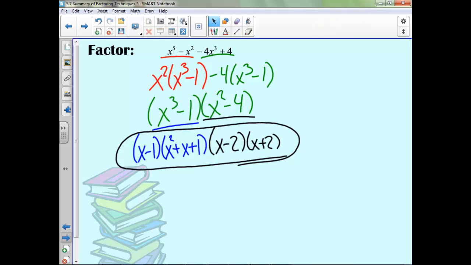And now we're good. So one thing to keep in mind, just because you factor once, like notice we've factored here, you always want to double check to see if you can go any farther and factor any of those to get it in completely factored form.